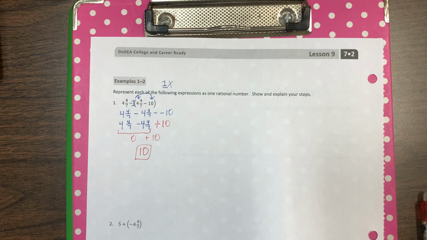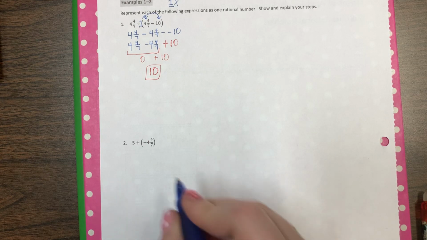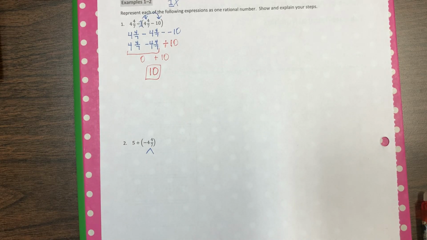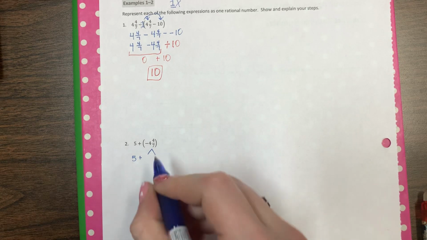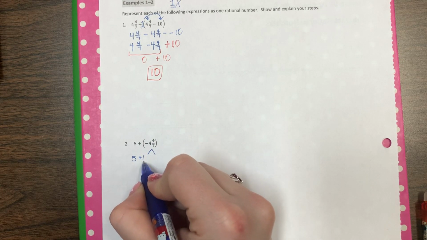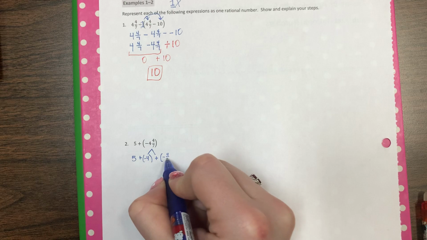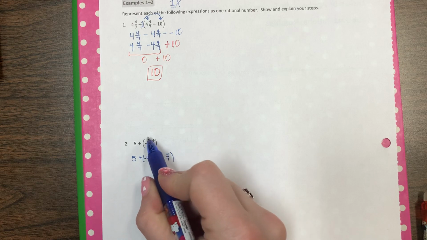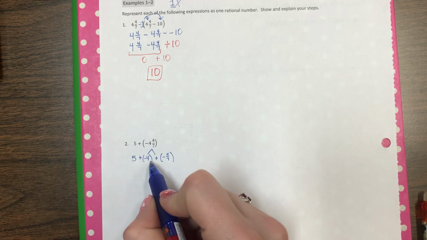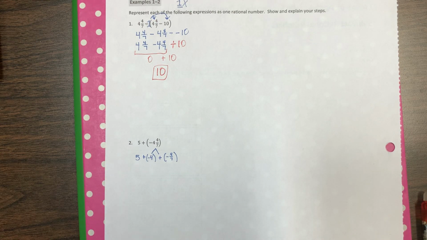All right, number 2. So we're starting out with 5 plus negative 4 4/7. So what we're going to do is we are going to split our mixed number. So first we're going to keep the 5. So we have 5 plus, well, this whole thing is negative. So that means it's going to be plus negative 4 and then plus negative 4/7. Notice that this is not a positive 4/7 because this whole entire thing is a negative. So it has to be a negative 4 plus negative 4/7. That's the same as negative 4 4/7.